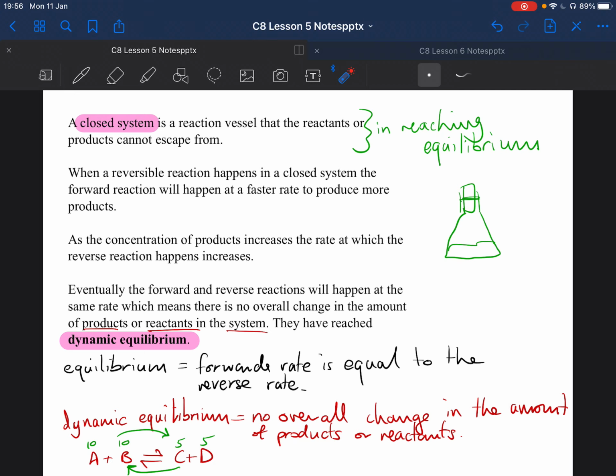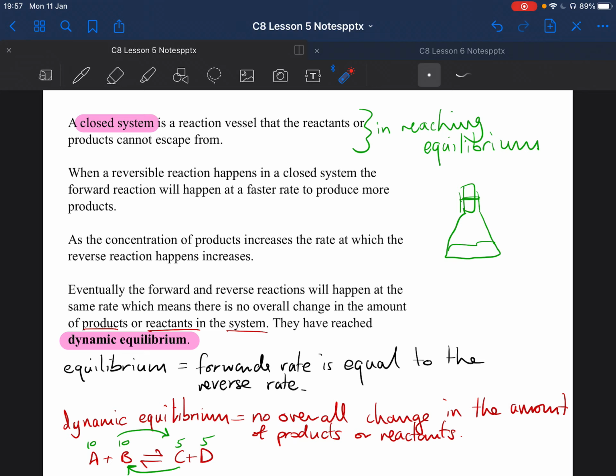It's not smack in the middle where you have 50% of the reaction mixture as reactants and 50% as products. It could be anywhere in there, as long as you have 10 and 10, 5 and 5. You could have 20 and 20 and 4 and 4. It doesn't matter, as long as when the forwards reaction happens, you still end up with 10, and when the reverse reaction happens, you still end up with 5. And that's what dynamic equilibrium is.